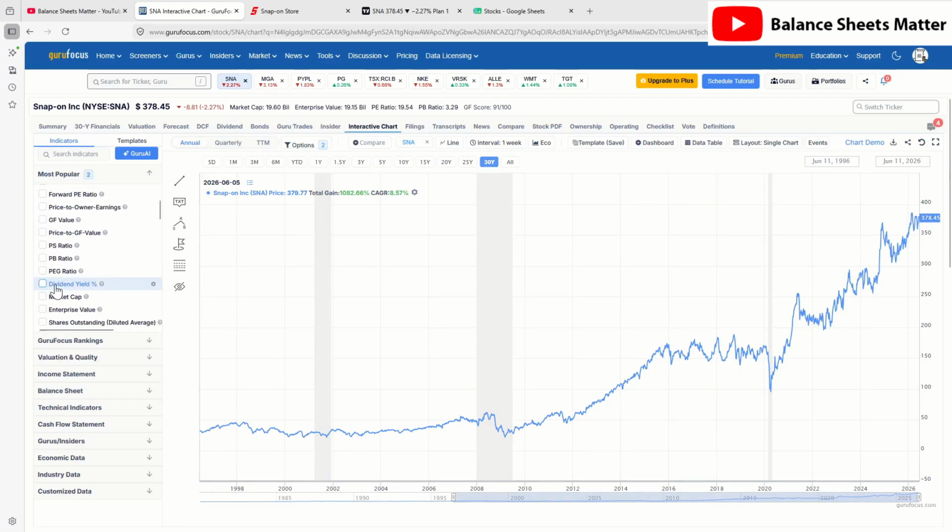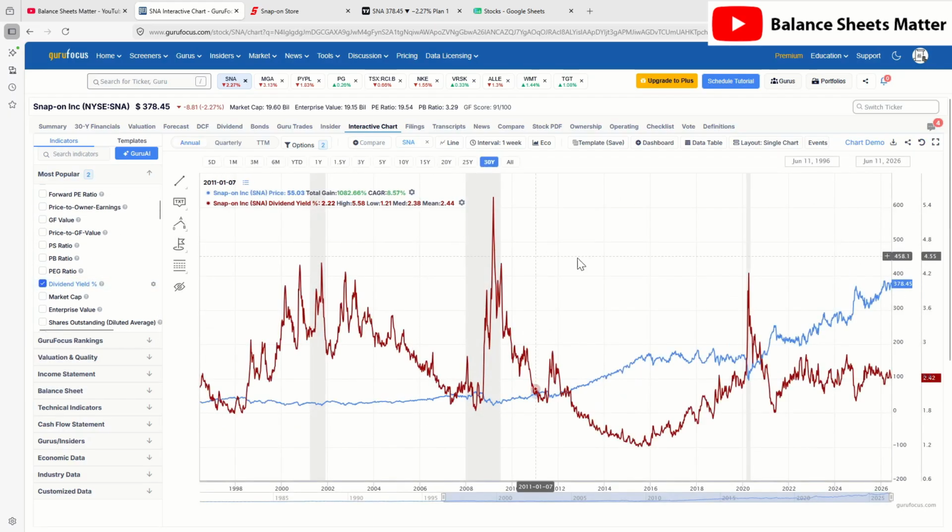And one other way we can look at valuation is to look at the dividend yield. And as I always say in the videos, for a lot of these consistent stocks, when the dividend yield is high, that's when the stock is really low, and that was the time to buy the stock. And this holds very true for Snap-on here, as every time if you bought the peak dividend yield, it's when the stock was at a relative low point. That would have been a very good time to buy the stock.